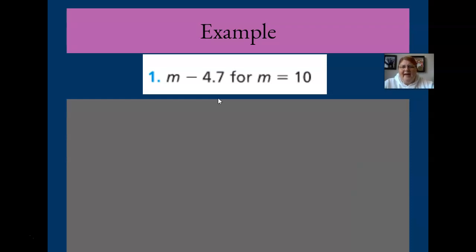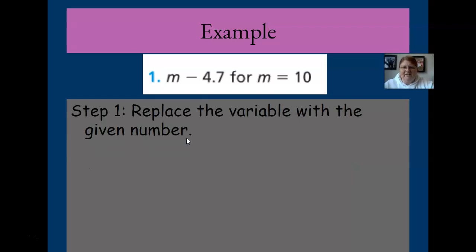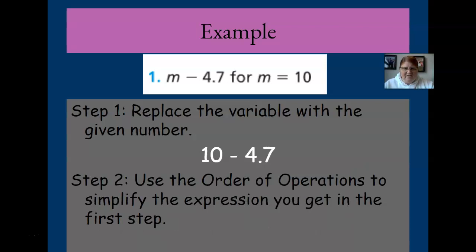So for this example, we have m minus 4 7/10, and it says for m equals 10. Well, don't let it confuse you. It's as simple as saying, okay, they're telling me that m equals 10, so now I'm going to put that 10 there instead of the m, okay? And then I have 10 minus 4 7/10. So then step 2 is to use the order of operations to simplify the expression, and you get 5 3/10 as your answer, okay?